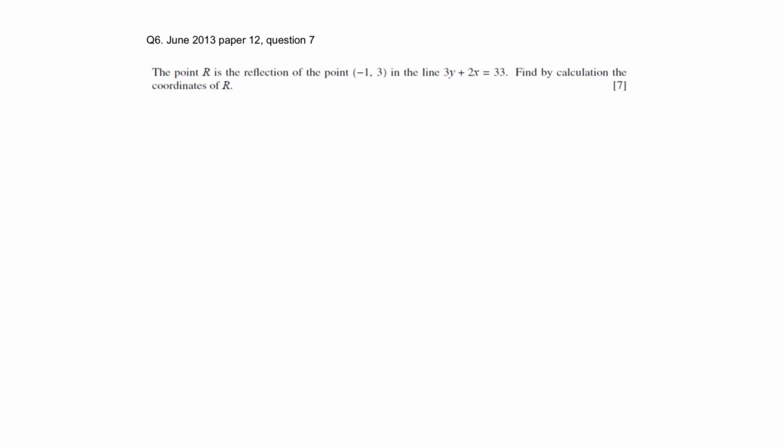Alright, so in this question, the point R is the reflection of this point in the line 3y plus 2x equals 33. You need to find the coordinates of R. So let's have a discussion about this line. If I write it in the form y equals mx plus c, all you notice is that this line has a gradient of minus 2 over 3 and y-intercept of 11. So basically this is a line with a decreasing negative gradient.